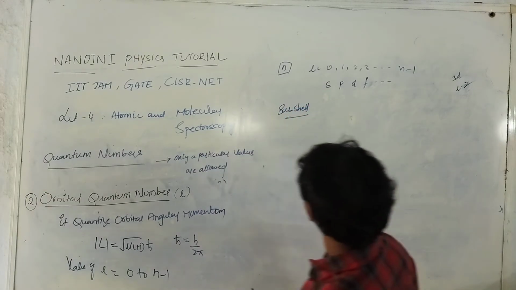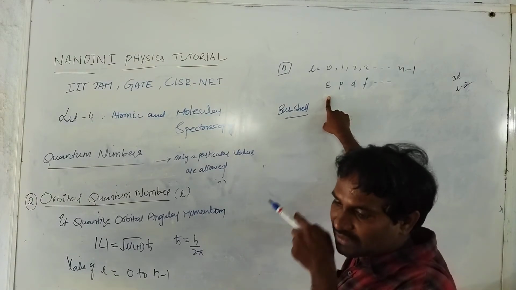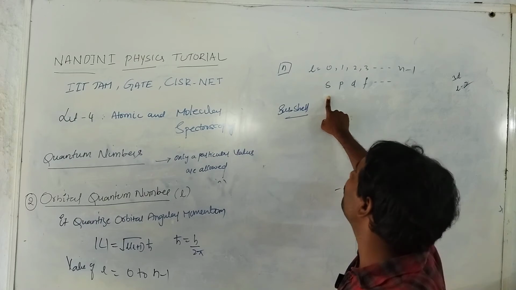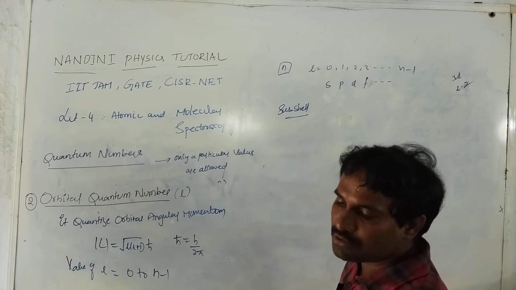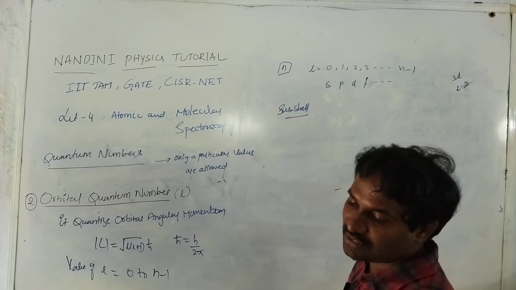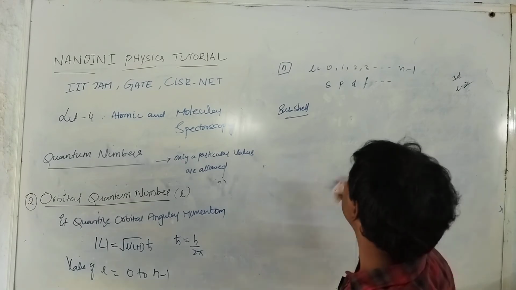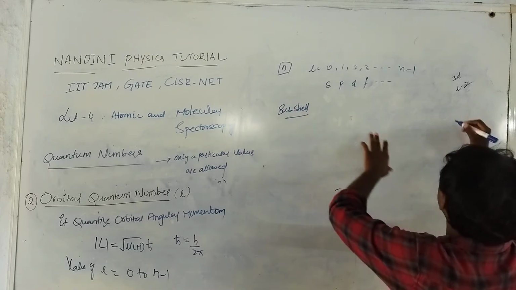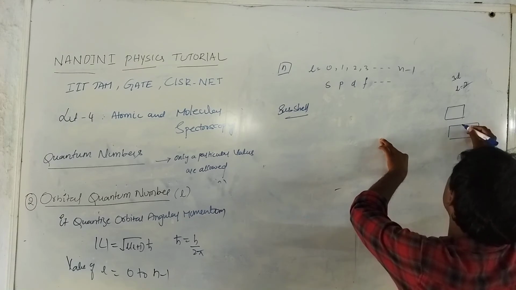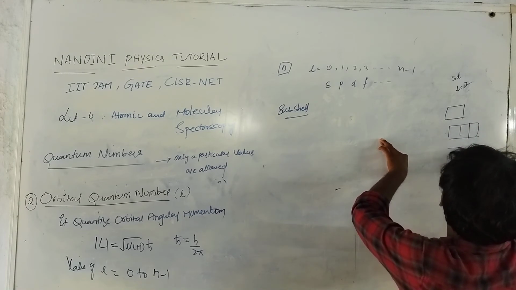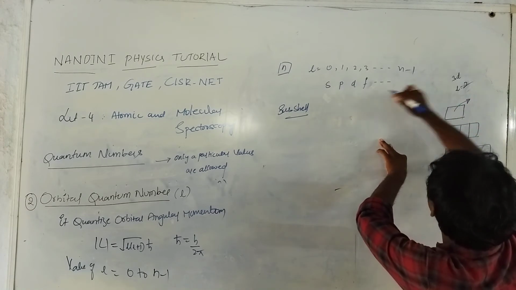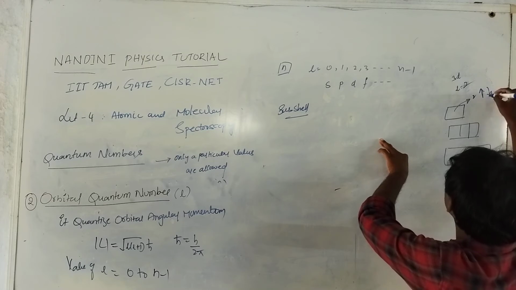What are the subshells? S contains only one block, so only one orbital. P has 3 orbitals, D has 5 subshells, and F has 7 subshells, not electrons actually. So S represents only one block, and P represents 3 blocks. The occupancy of electrons in the S state is 2, because one up spin and one down spin.